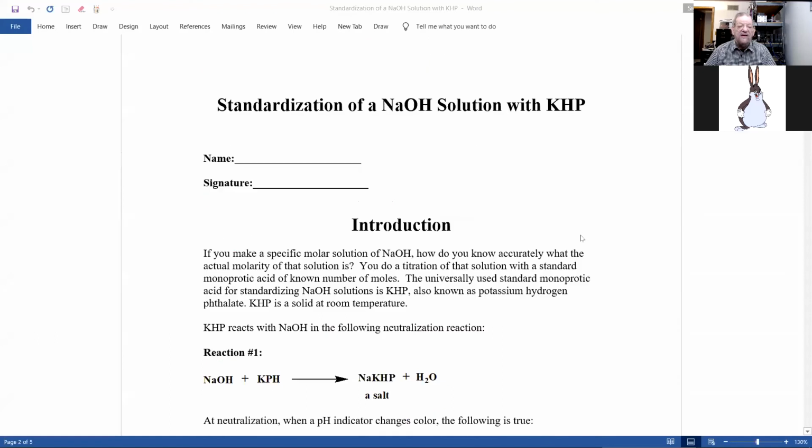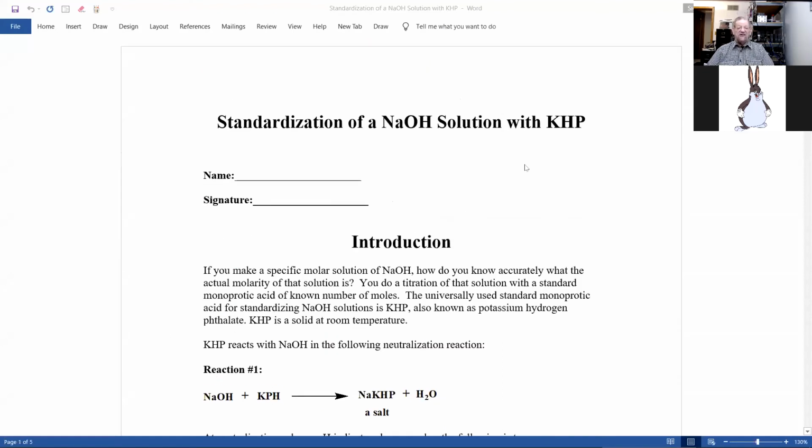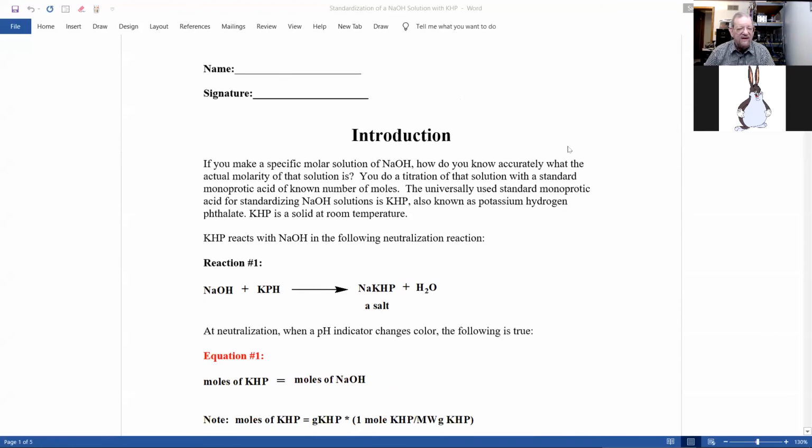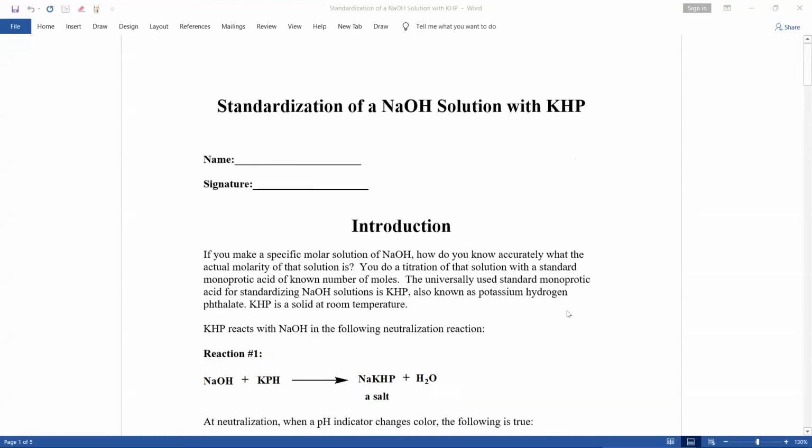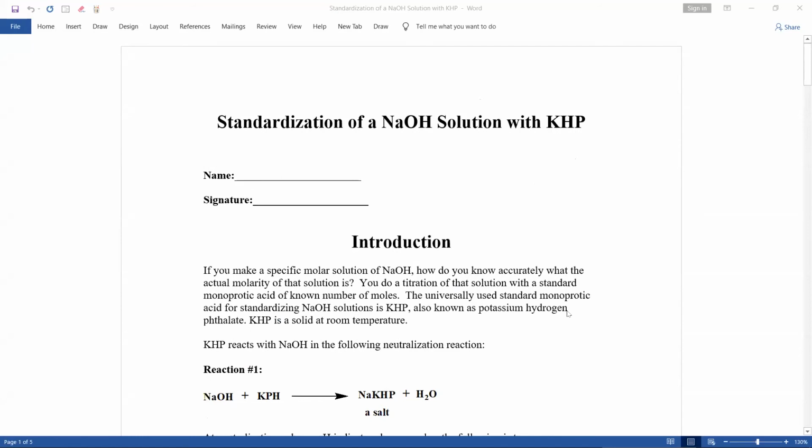And today's lab, ta-da, is standardization of a NaOH solution with KHP. Now, if you make a specific molar solution, by the way, let me just check. Everybody see standardization of NaOH solution with KHP on your screen?